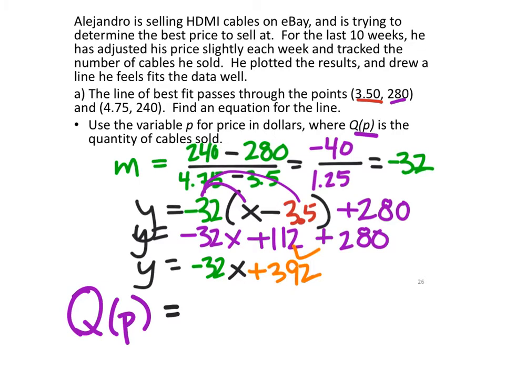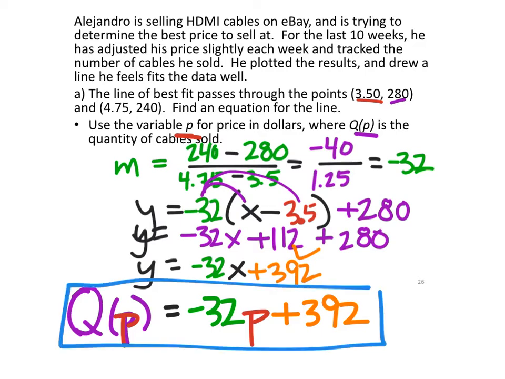And this equals still the same slope, negative 32, but again, they don't want us to use x on this one. They want us to use p on that, so there's our p. It's the same p in the function notation right there. And plus our y-intercept, we found that, plus 392. Bam. So I boxed it in to make it official.